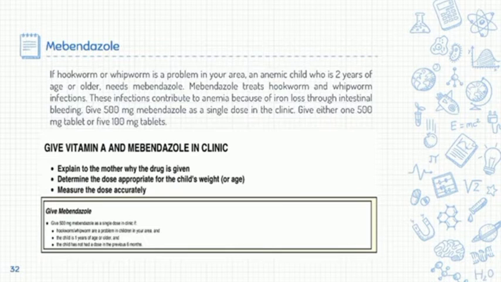First, you have to explain to the mother why the drug is given, second, determine the dose appropriate for the child's weight or age, and third, measure the dose accurately. Give 500 mg mebendazole as a single dose in clinic if hookworm or whipworm are a problem in children in your area, the child is 1 year of age or older, and the child has not had a dose in the previous 6 months. So that is all for the appropriate oral drugs.